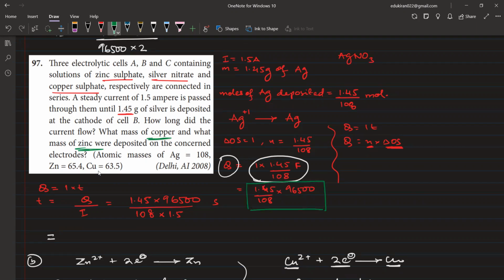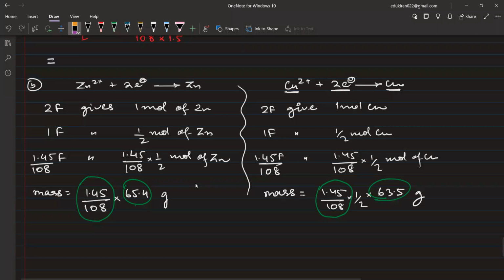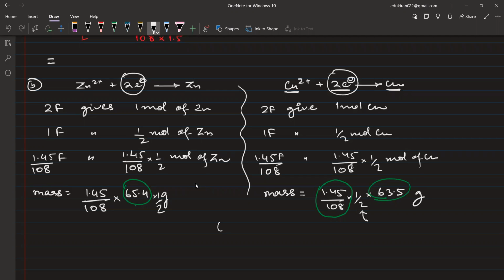That's the only difference between Ag and the others. If you look at Ag, how much charge is there, you are saying just 1.45 upon 108, right? And for here, I think we missed the half. There will be into half here also. Since zinc is also using 2 electrons, copper is also using 2 electrons, this 2 is going to come in the denominator, and the molar mass divided by 2 is going to be the equivalent weight of zinc and copper respectively.